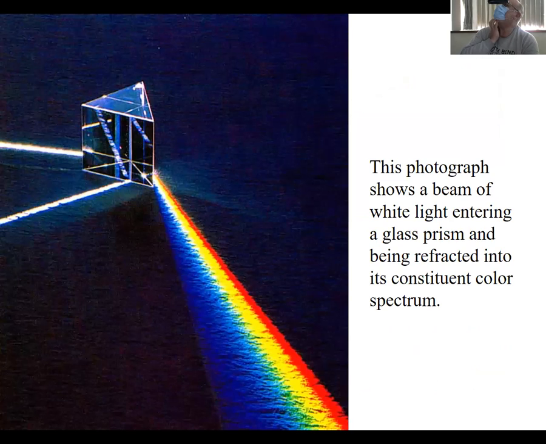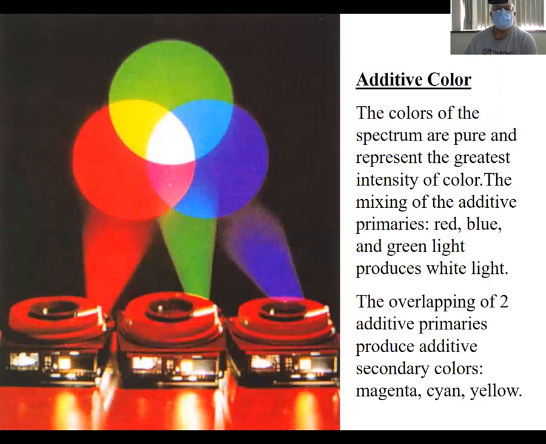Here's a photograph from your text that shows the idea of white light entering from the back and being refracted, or bent, through the prism, so that we get the bending of light, giving us the spectrum of colors to look at. And I don't get there yet because I've got one more slide to do.